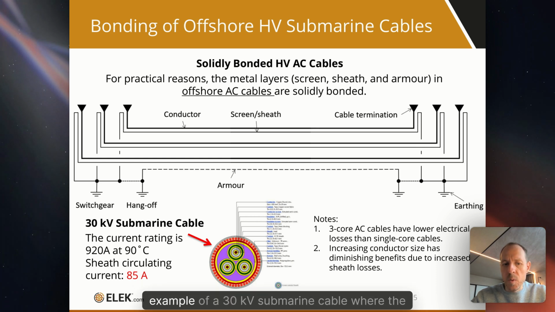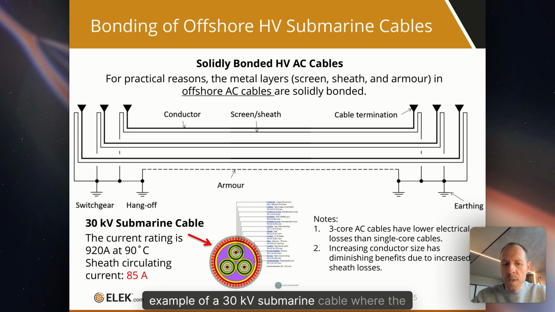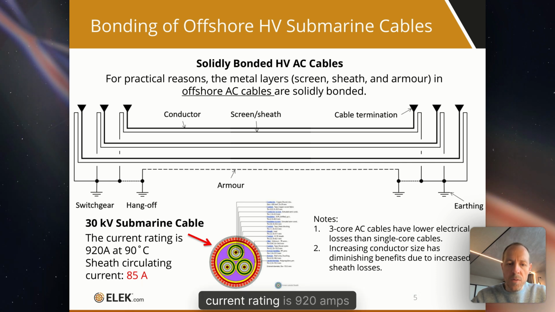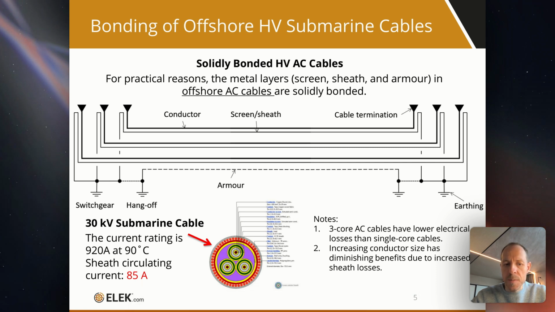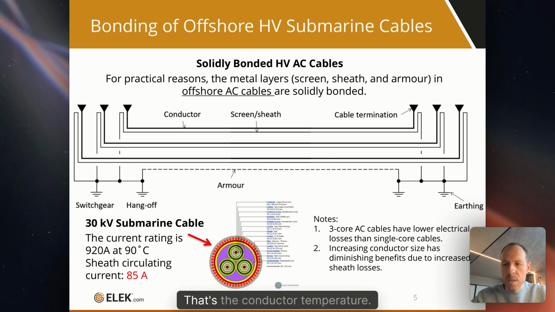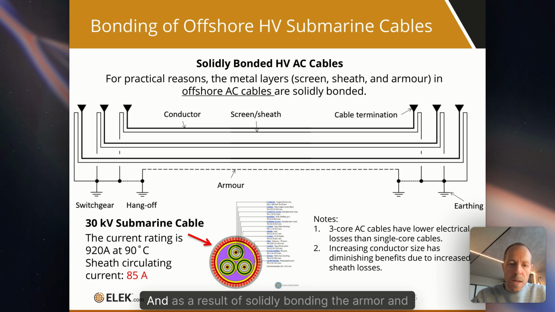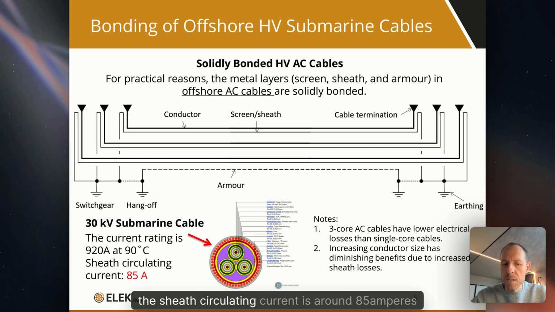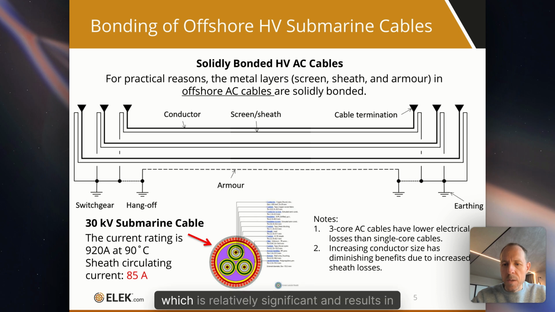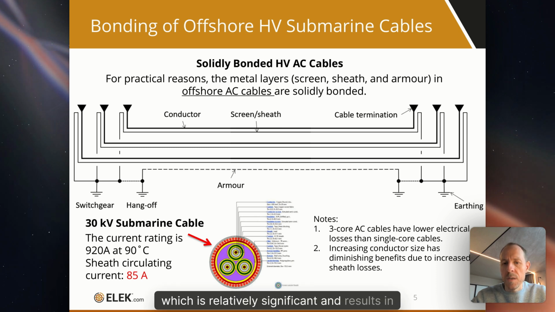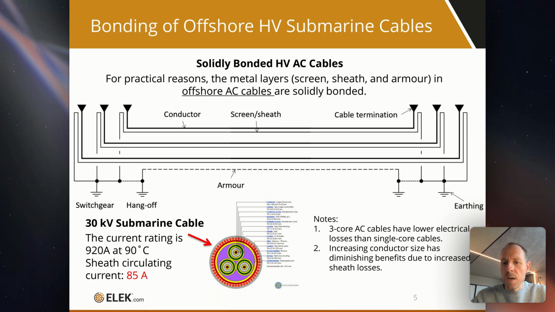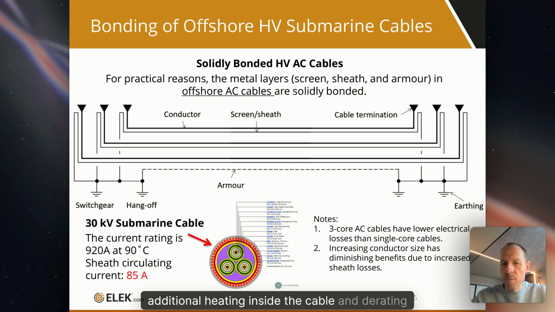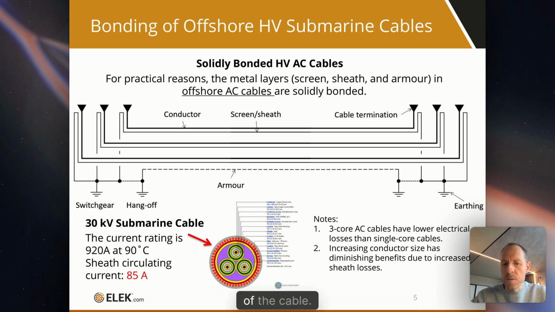Here is an example of a 30 kV submarine cable where the current rating is 920 amps at 90 degrees Celsius. That's the conductor temperature. And as a result of solidly bonding the armor and the sheath, the circulating current is around 85 amperes, which is relatively significant and results in additional heating inside the cable and derating of the cable.